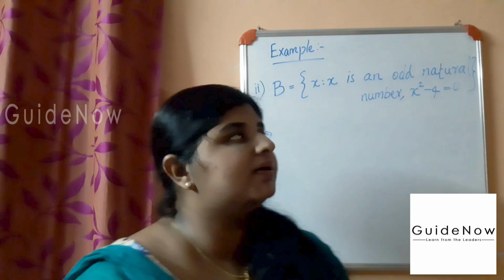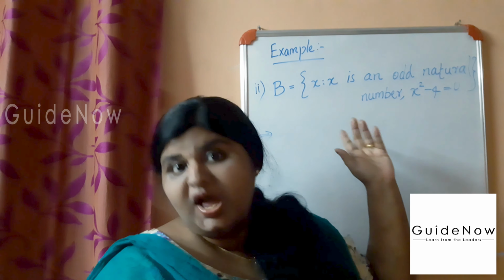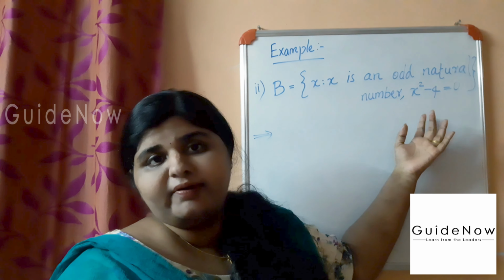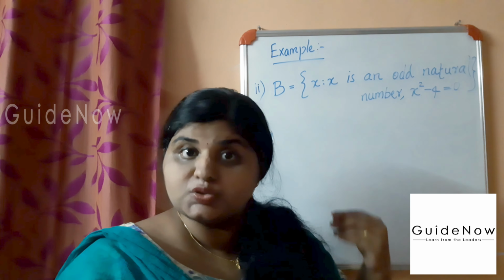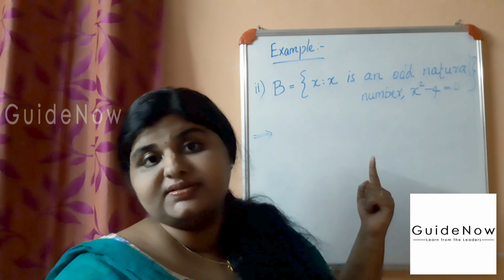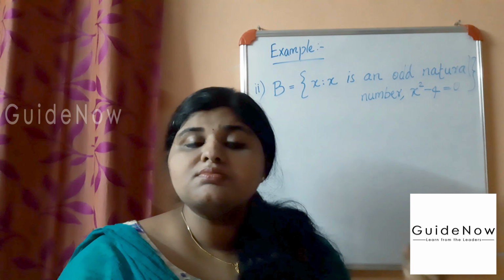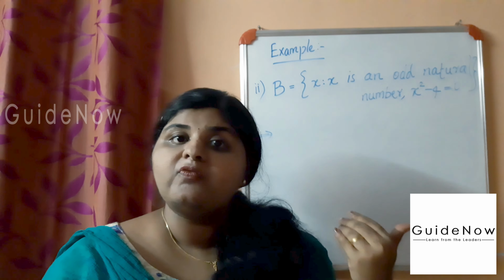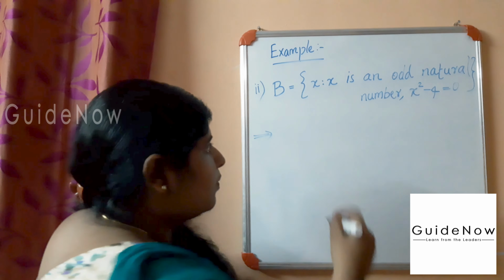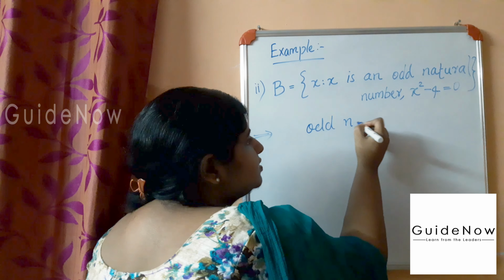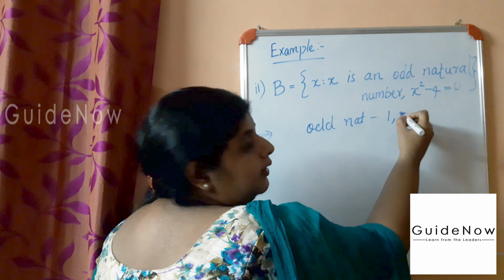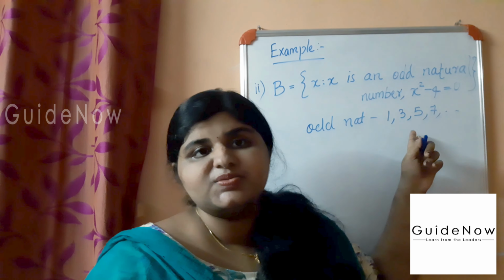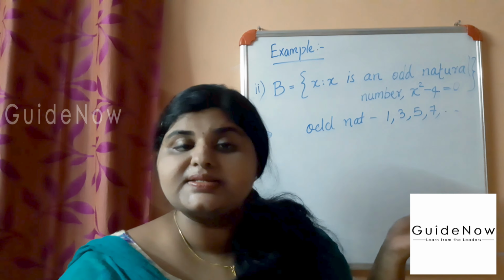Next, the second example: set B is equal to x such that x is an odd natural number, and the condition is x square minus 4 is equal to 0. Natural numbers are 1, 2, 3, 4, etc. Odd natural numbers are 1, 3, 5, 7, etc. The condition is x square minus 4 is equal to 0.